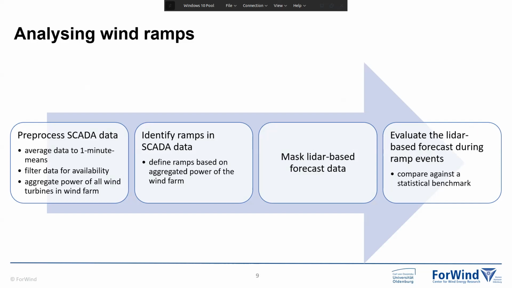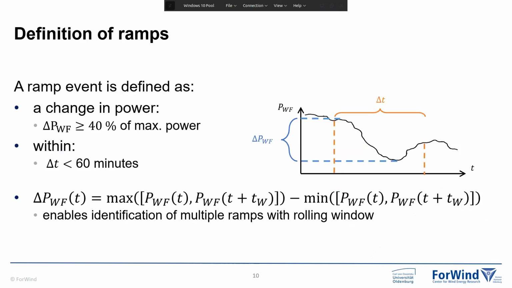And by that, we had masked our data, and with this information, we could then check how our LiDAR-based forecast performed during these ramp events, and we compared it against persistence. So our, sorry, that was two.